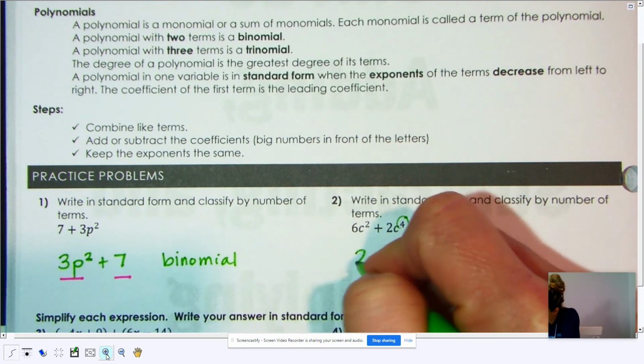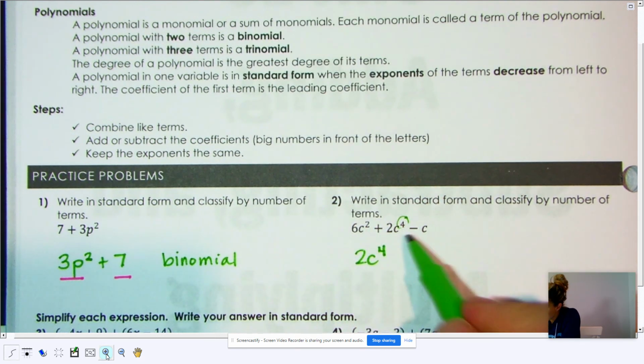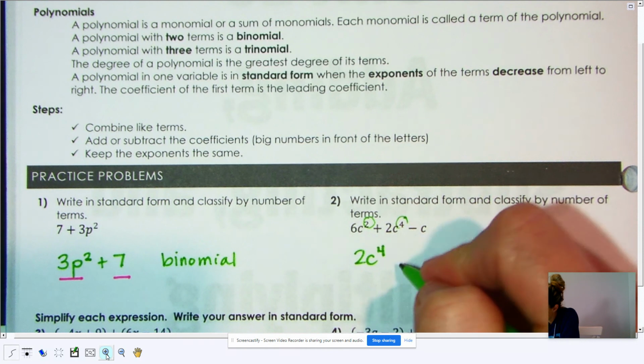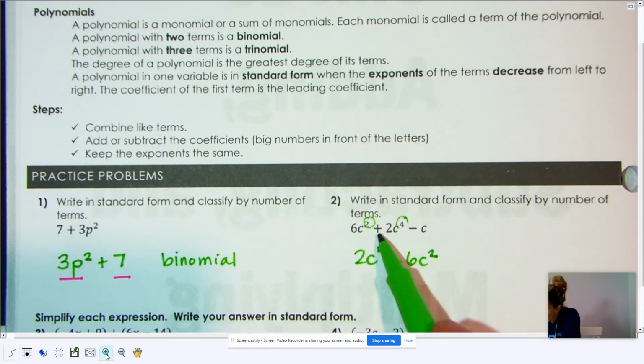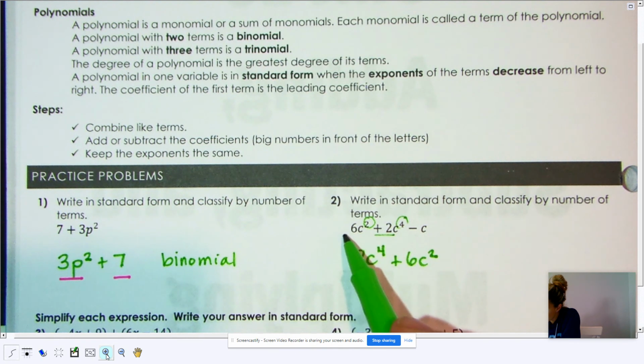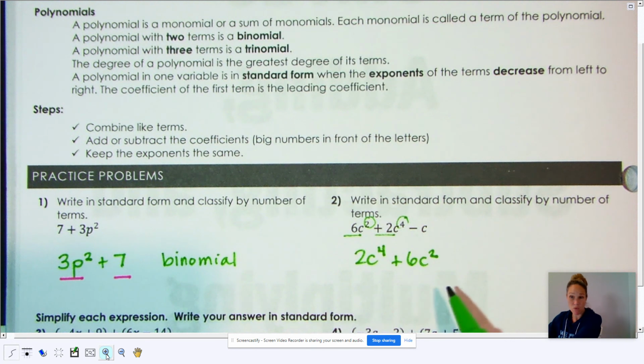For question 2, we're going to start with the highest exponent and work our way down. Okay, so we have 2c to the 4. The next highest exponent would be that squared. So we have plus 6c squared. And you're looking for the sign that's stuck to that term. So both of those are positive, so they both are positive when I rewrite it.